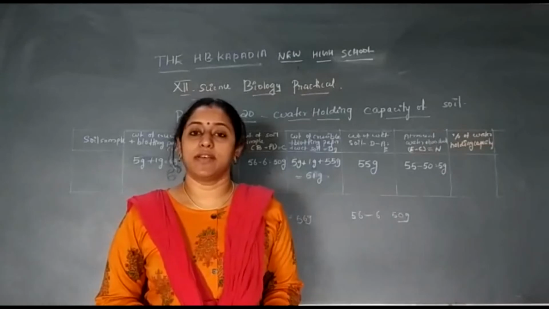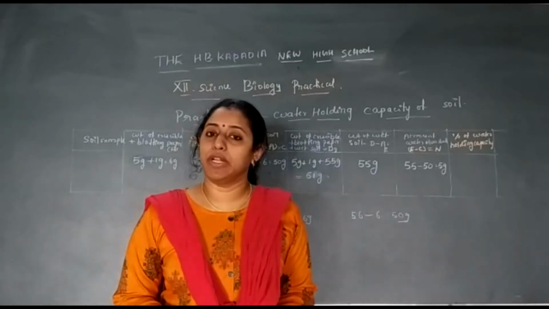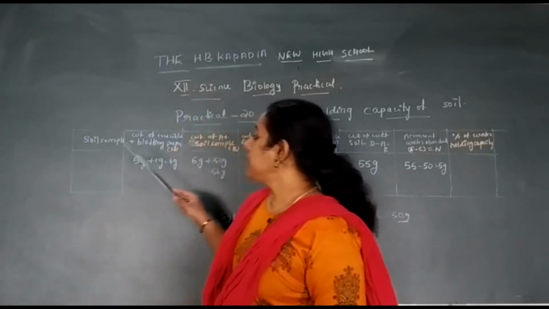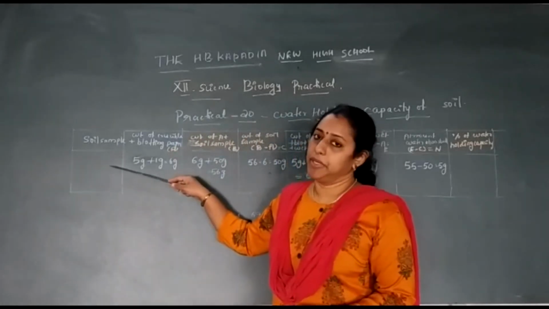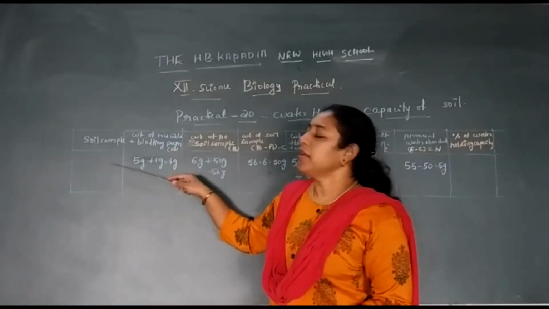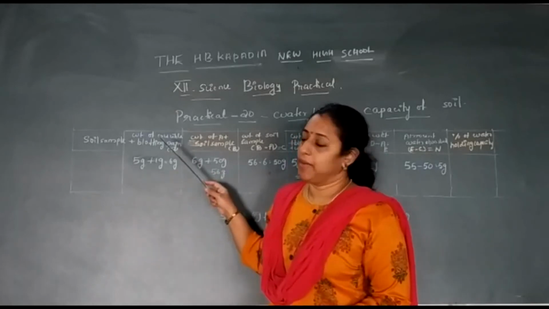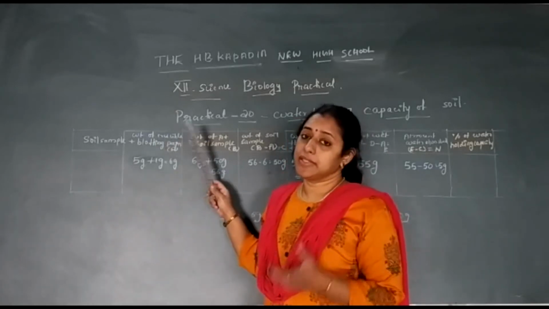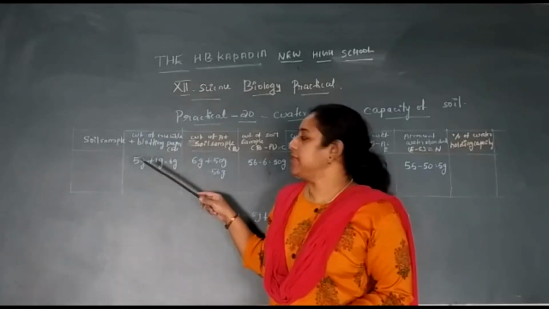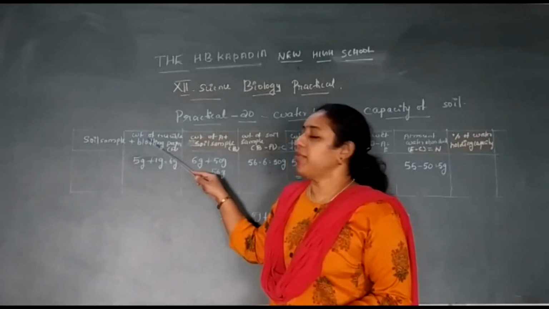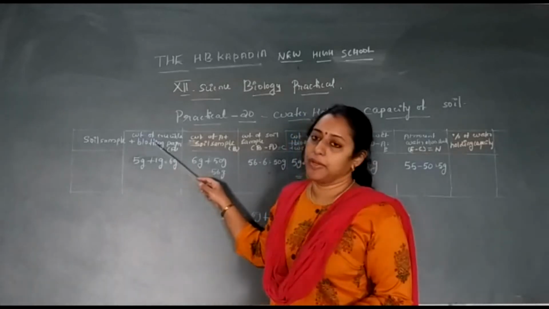So students, after performing the practical, you have to fill the observation table. So this is the observation table. We have taken a soil sample, that is a mixed soil. Now I am going to tell you what you have to fill. In the examination you have to perform this practical and then find out the result. This is the first column.